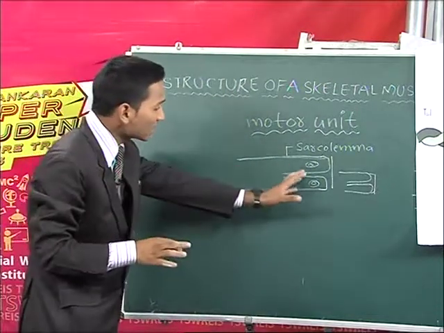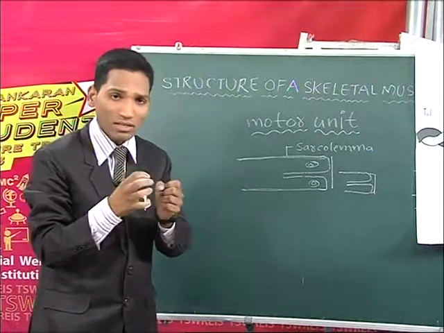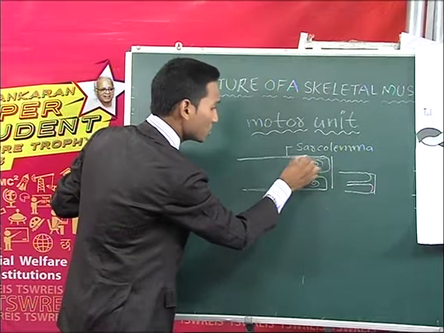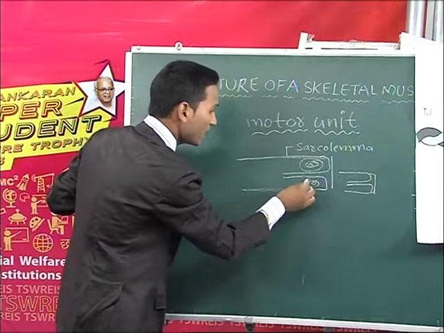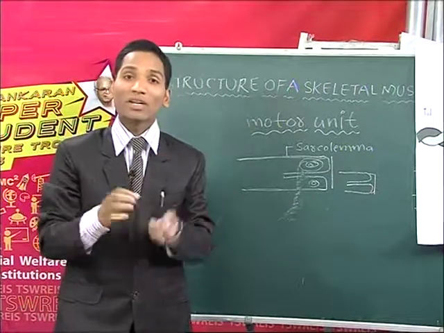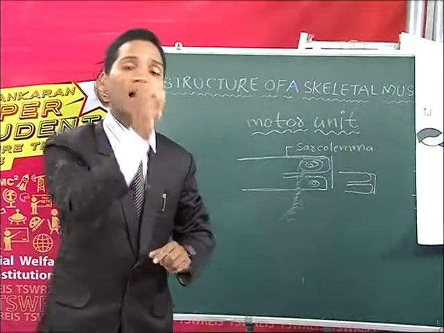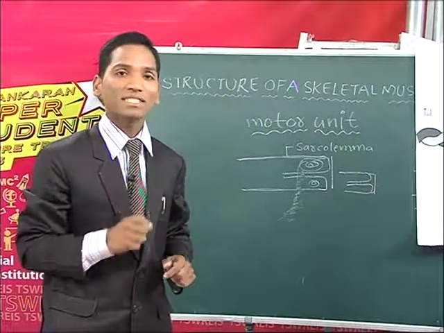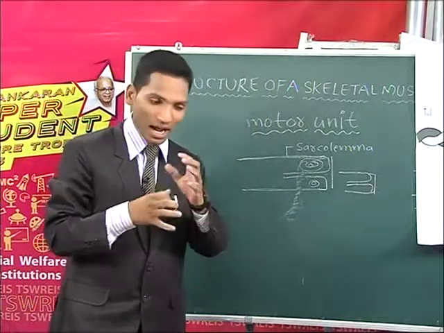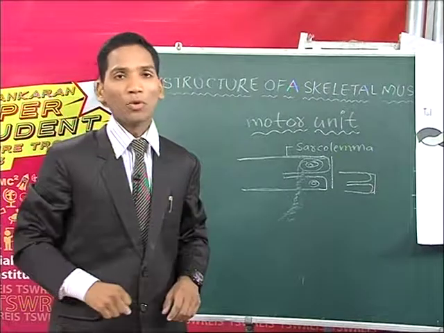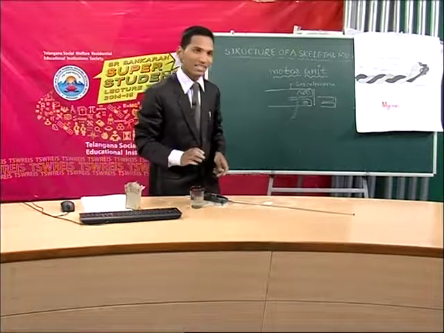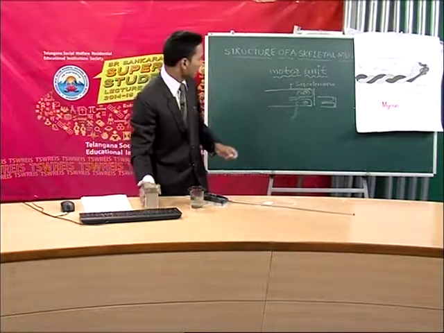In this triad system, when the muscles are stimulated, the stored calcium present in these two cisternae comes out, thereby causing movement. So the triad system helps in causing movement. That is the importance of this triad system. What is that? The triad system helps in the movement. Okay. Yes, very good. Do you understand? Yes. Next. Okay.